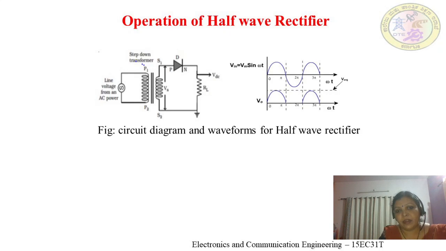Now, for the other negative half cycle of the AC input, what is happening? S1 becomes negative and S2 becomes positive. It is as good as P connected to the negative of the battery and N connected to the positive of the battery. What happens during this condition? P given to the negative, we call it a reverse bias of the PN junction diode.